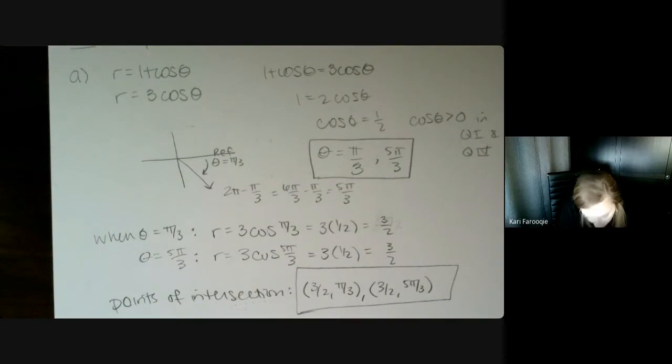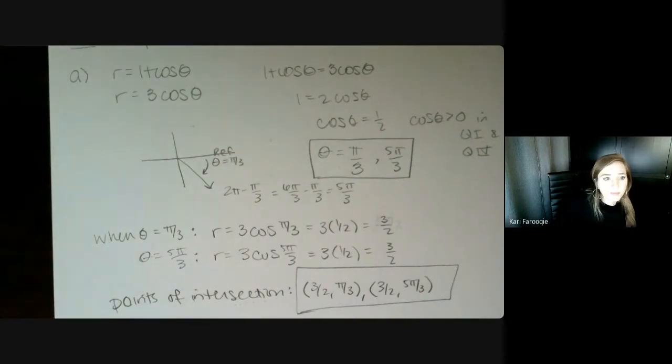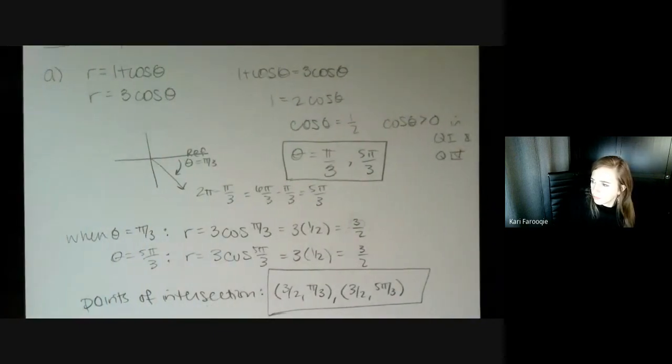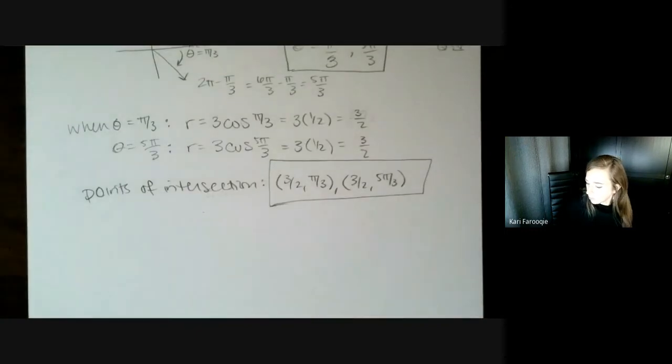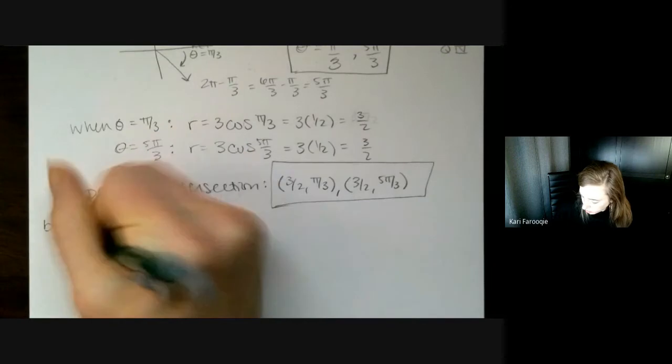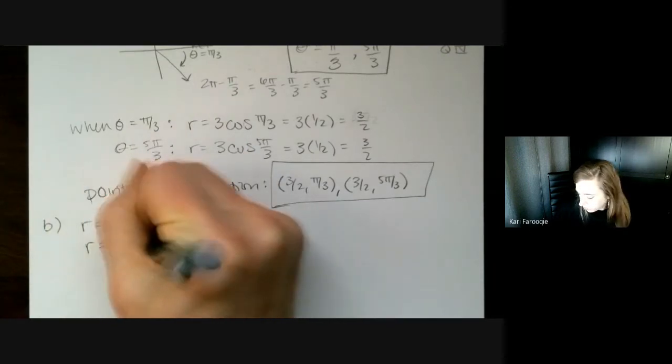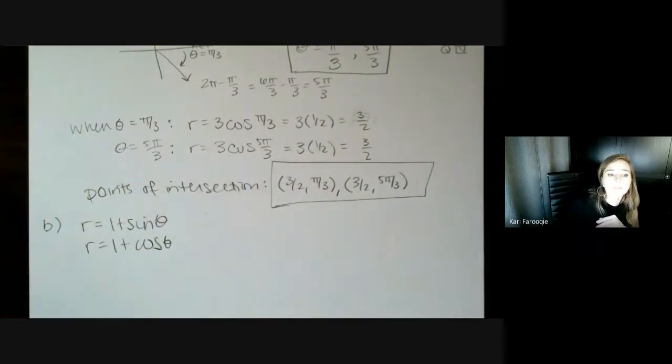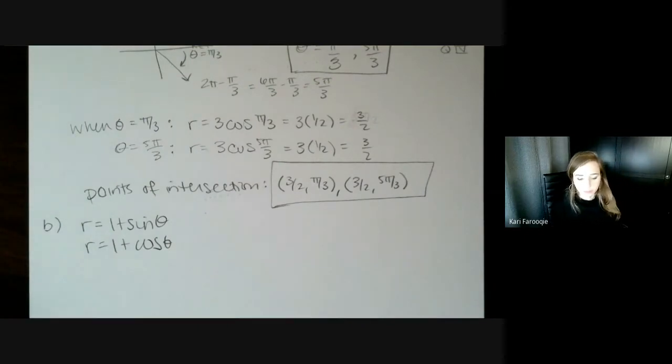We'll do one more of these, but does anyone have a question on this one? So for B, we'll do one more set of equations. This one is 1 plus sine theta and 1 plus cosine theta. And you can go ahead and start to enter this into your graphing calculator. I'm going to go back to Zoom Standard, by the way.